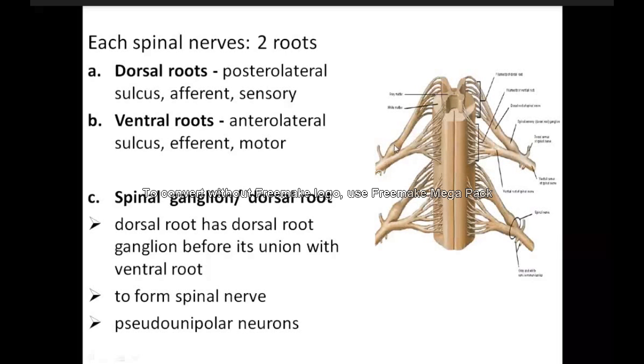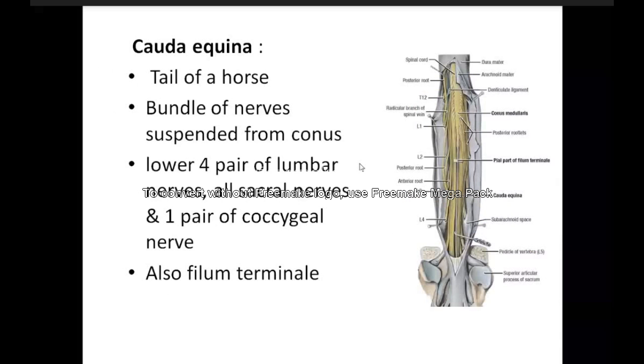Now come to another important part, that is cauda equina. Now what is cauda equina? See, this is how the spinal cord looks. Here is the spinal cord. This conical shaped structure is the conus medullaris, right? And the shiny part which you are seeing is the filum terminale. Conus here, this is how it looks, and this is the filum terminale.